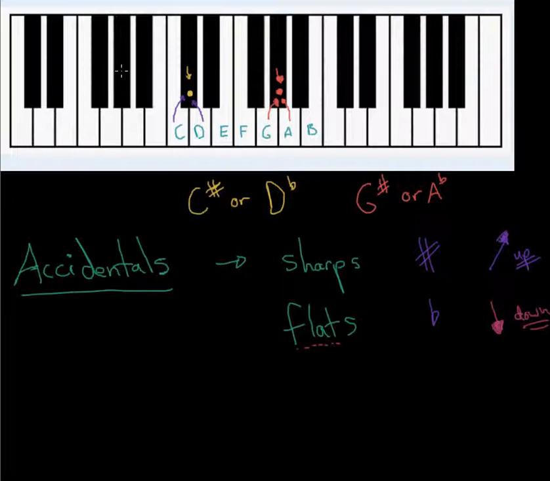I'm going to do one more. Let's do one more. Let's do this one here. What is this note here? Pause it and try to work it out. All right. If you said A sharp or B flat, you'd be 100% correct.